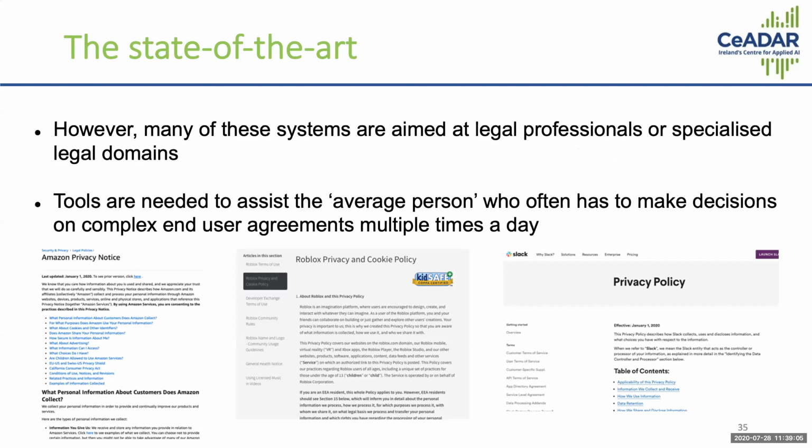So there's definitely a need for tools to assist the average person who doesn't have legal expertise. They don't have time to invest in reading through these, and they often have to make decisions on complex end user agreements many times a day. These are three examples that over the last couple of weeks I've actually come across in my own use. The Amazon Privacy Notice is a multiple page document. If you sign up to any Amazon services, Amazon Prime, for example, you are automatically agreeing to that privacy notice.